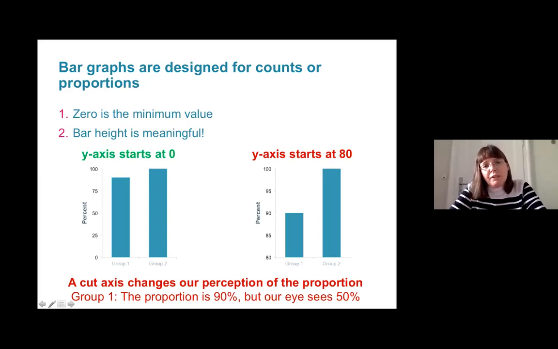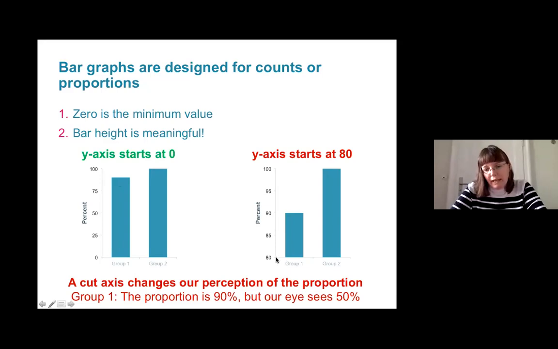So I mentioned earlier that bar graphs are really designed for counts or proportions. So when you have a count or a proportion, then 0 is the true minimum value, right? You can't have a count or a percentage of less than 0. And the bar height is actually meaningful because the higher the bar is, the higher the count or the proportion. And so it makes sense to start our y-axis at 0.